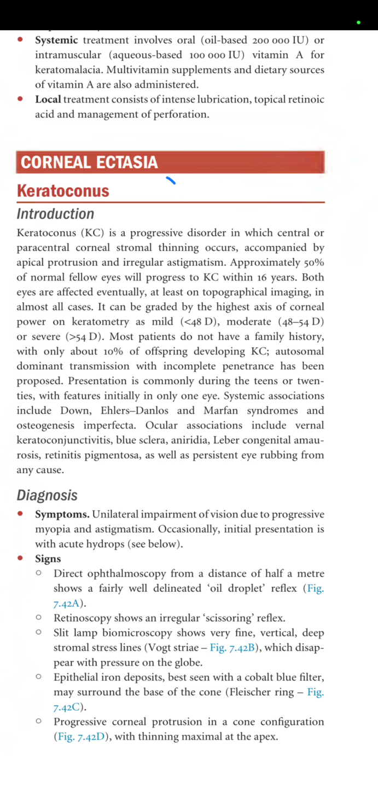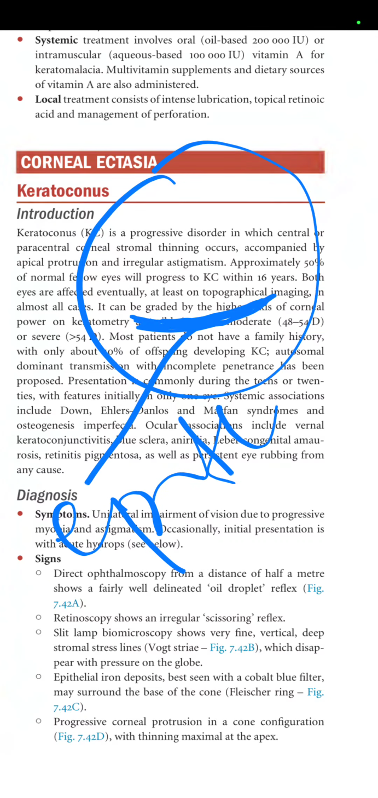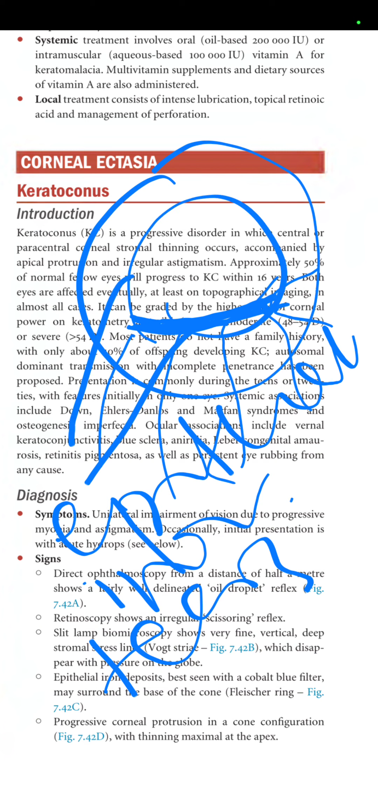Another very important sign is that on a cobalt blue filter, you can see the iron deposit line at the apex. Basically, these are iron deposits that come from the tears, because the tears are constantly pooling at the side of the apex. So it causes deposition of the iron, and it is called the Fleischer ring.